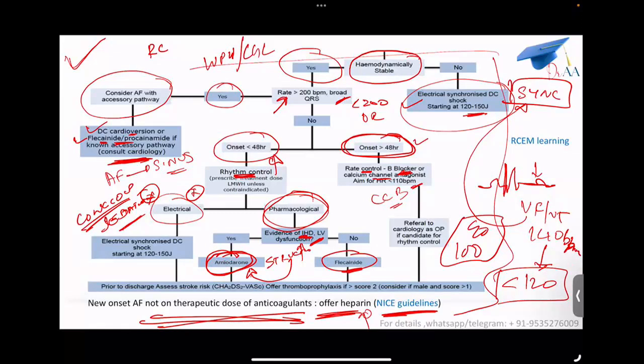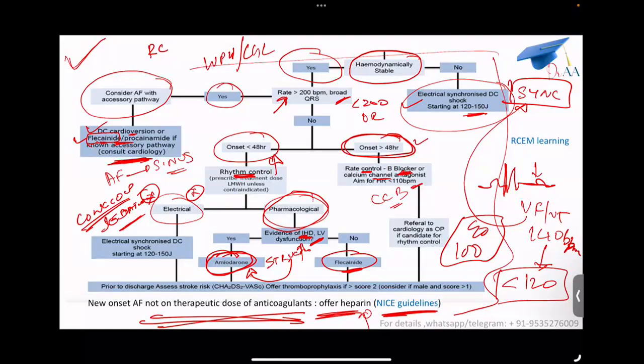Excuse me, may I ask one question? Yes, please. If there is an accessory pathway, which one is preferred, DC conversion or flecainide? It depends. If the patient is very much symptomatic, we might DC cardiovert. Again, for DC cardioversion, we need unconscious sedation before we do it. So most of the time we give flecainide and we try it. If it doesn't cardiovert, that's when we give the shock.